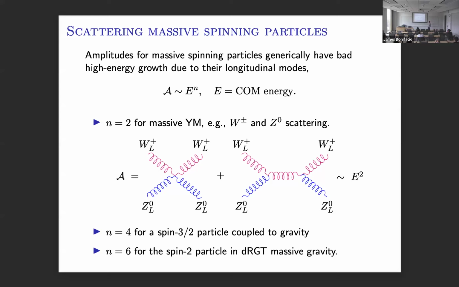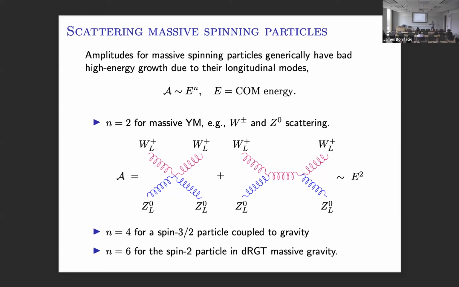So for spin 3/2 it's even worse. If you couple massive spin 3/2 to gravity and nothing else, you get E to the 4 for the 2 to 2 tree level amplitude. And for spin 2, massive spin 2 is even worse. You have n equals 6 for the massive spin 2 particle in this dRGT massive gravity.